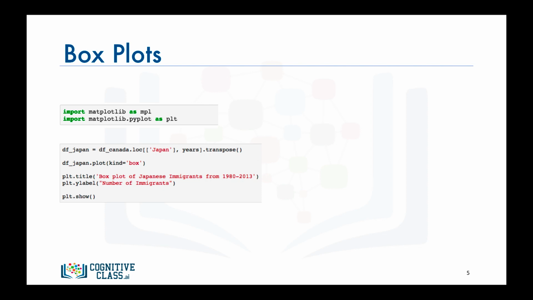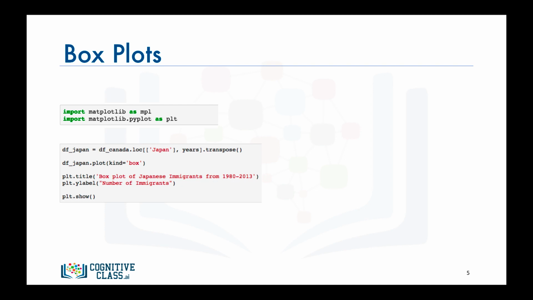And we're excluding the column total using the years variable. Then we transpose the resulting data frame to make it in the correct format to create the boxplot. Let's name this new data frame df_Japan. Following that, we call the plot function on df_Japan and we set kind equals box to generate a boxplot.